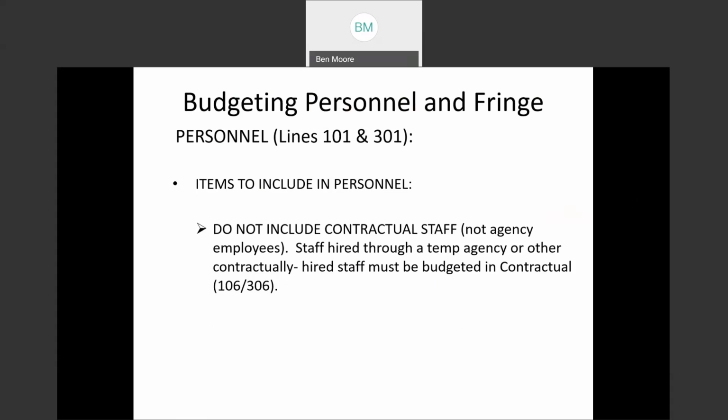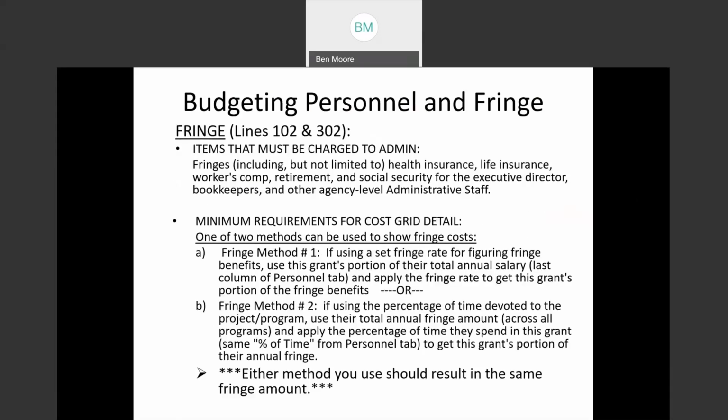If it's for program support purposes, it'd be 106. If they are administrative in nature, it would be budget line item 306, contractual. As far as fringe, the items that must be charged to admin are the fringes, including but not limited to health insurance, life insurance, workers' comp, retirement, and Social Security for the executive director, bookkeepers, and other agency level staff. Again, the staff listed on fringe should match the staff listed on personnel, assuming that everyone in the personnel category is paid some fringe benefits.